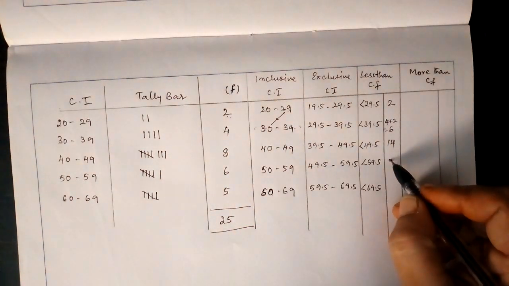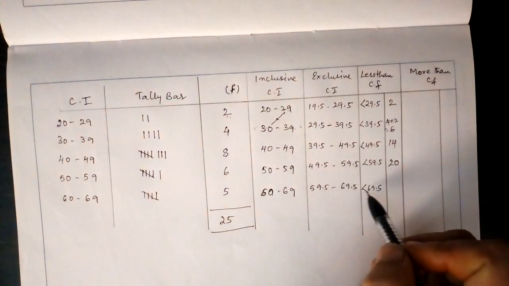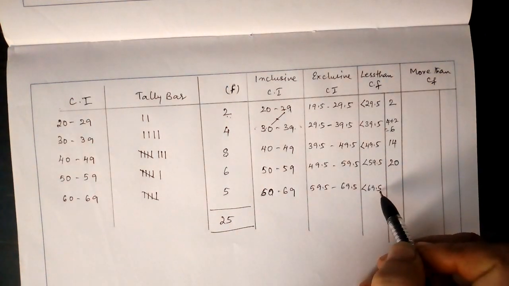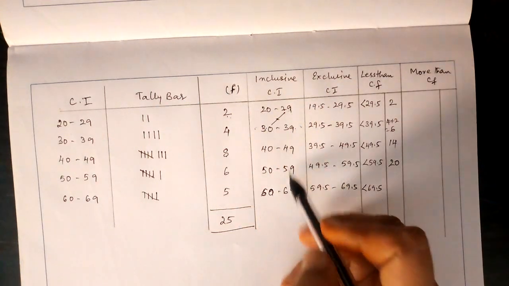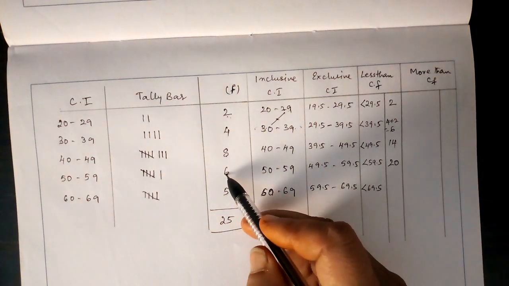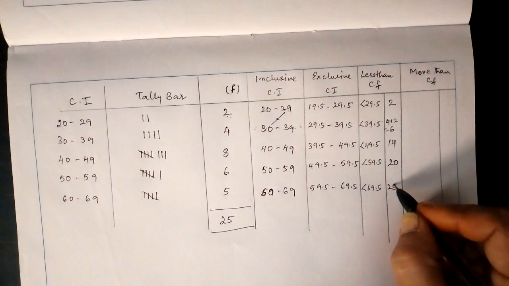14 plus 6, 20. And then the next is less than 69.5. So all values are less than 69.5. So 20 plus 5 gives us 25.